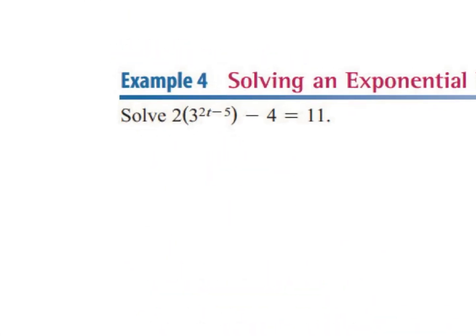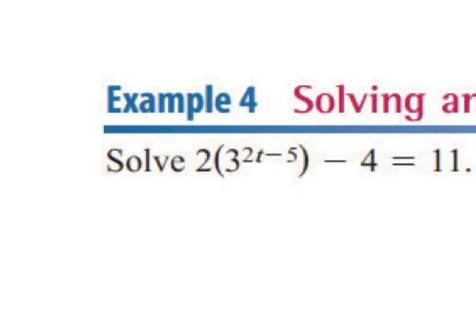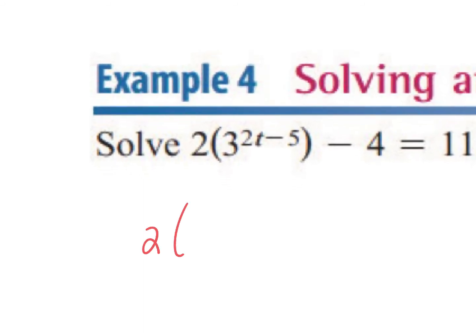All right, look at this one. A lot going on here, yeah? All right, I'm going to rewrite it with an x because we all know what's up. So I have 2 times 3 to the 2x minus 5 minus 4 equals 11.